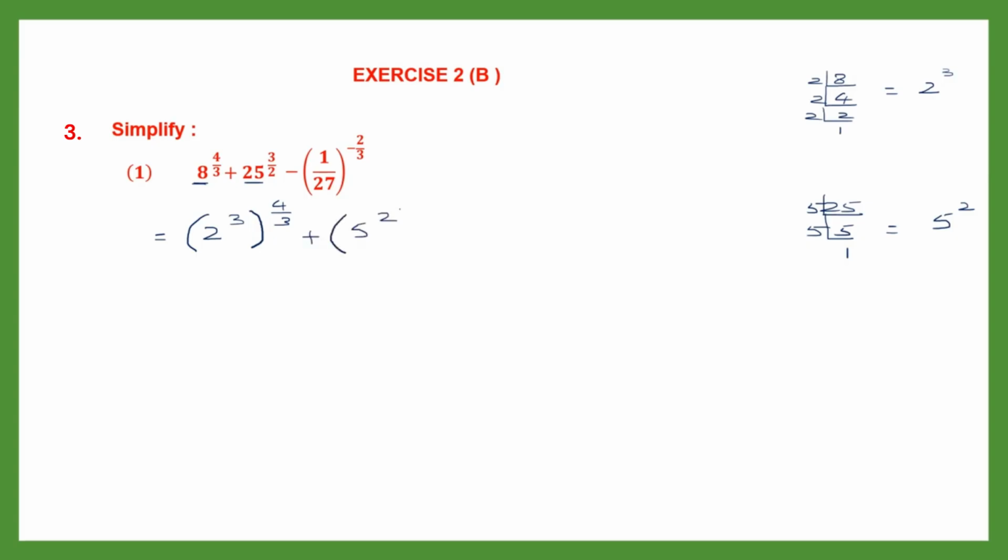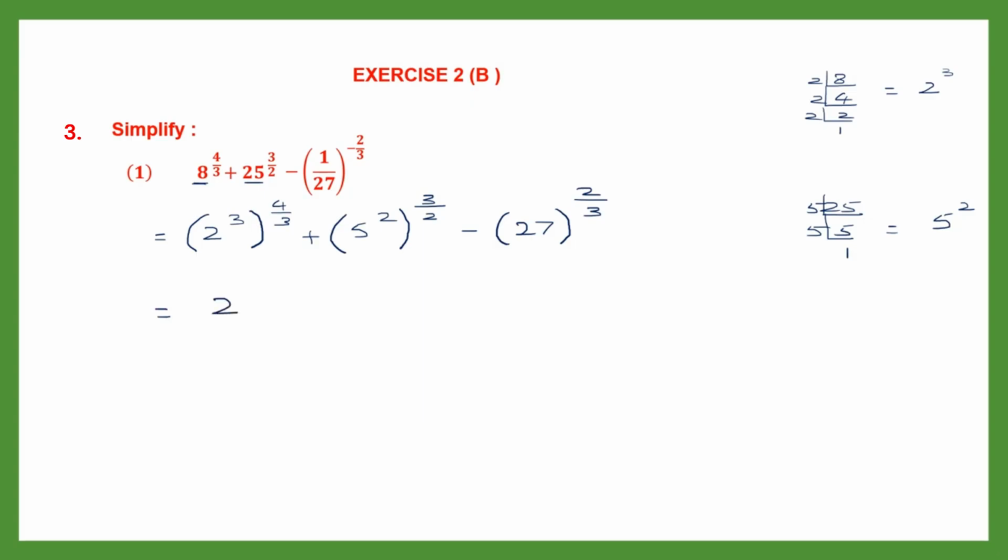So, and that whole thing is now raised to the power of 3 by 2 minus, now this is 1 by 27 to the power of minus 2 by 3. So when you have a negative power, you can change this to its reciprocal and make the power positive. So 1 by 27 can now become 27 and the power is now positive. That means minus 2 by 3 will now be 2 by 3.